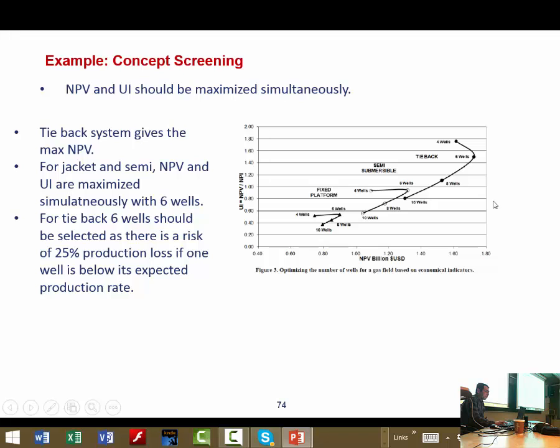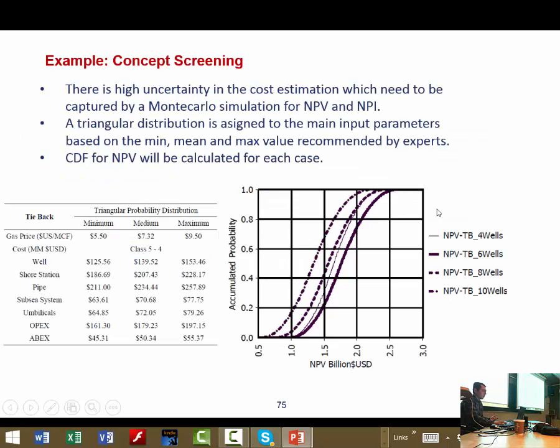But you know that based on the strategy of the operator, there is a risk of losing one of the wells during production. So operators know that if they use the 6 wells case, losing one well will be only 17% of the production, for example. But in the 4 wells case, losing one well will be 25%. So it is better to use the 6 wells case here.